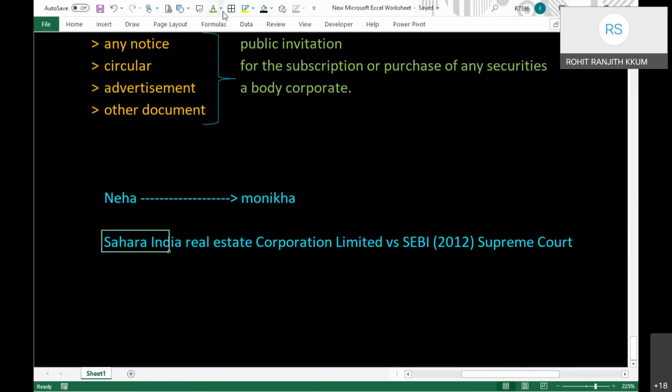Does anyone have any idea what the Supreme Court observed here? I think somewhere in foundation I might have told you. Perhaps I had told you about this or not? What were the remarks of the Supreme Court in Sahara India Real Estate Corporation Limited versus SEBI? Something was remarked. What was that?